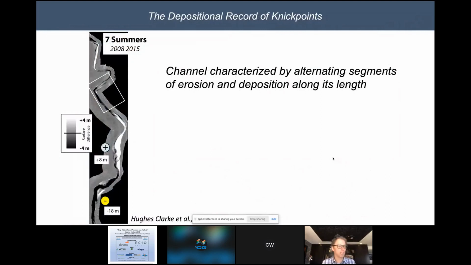What this is on the left is a difference map over 7 summers. The channel is characterized by alternating segments of erosion and deposition along its length over this time frame. You can see that quite regularly there. Where it's white, you've added sediment over 7 years, and where it's dark, you've subtracted sediment. So through the migration of a nick point, you're eroding sediment and depositing it. It's this fascinating setup where this channel is not just sending sediment straight through from maybe the delta to the submarine fan, but moving almost as a conveyor belt in these sediments that it keeps reworking within the channel itself.